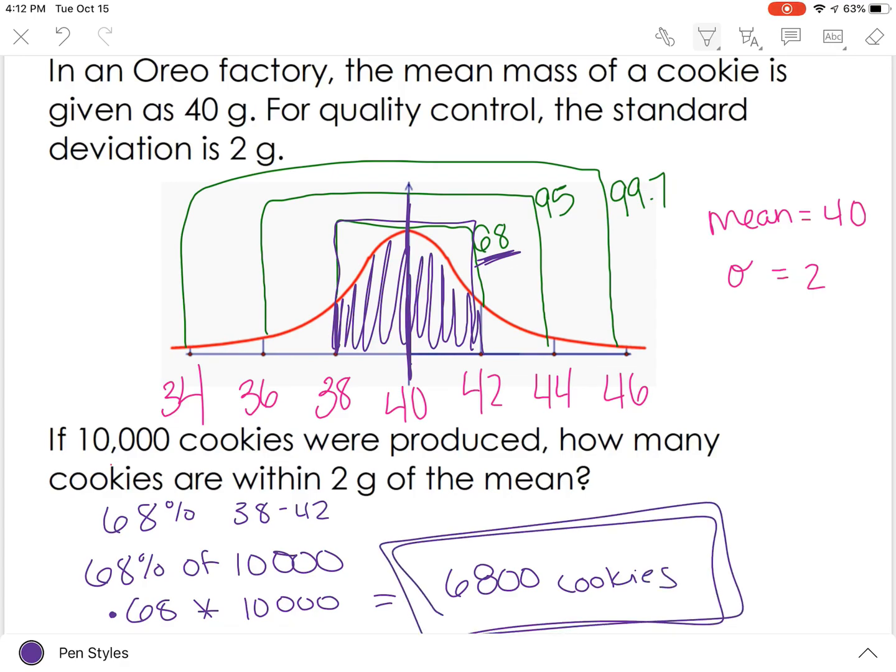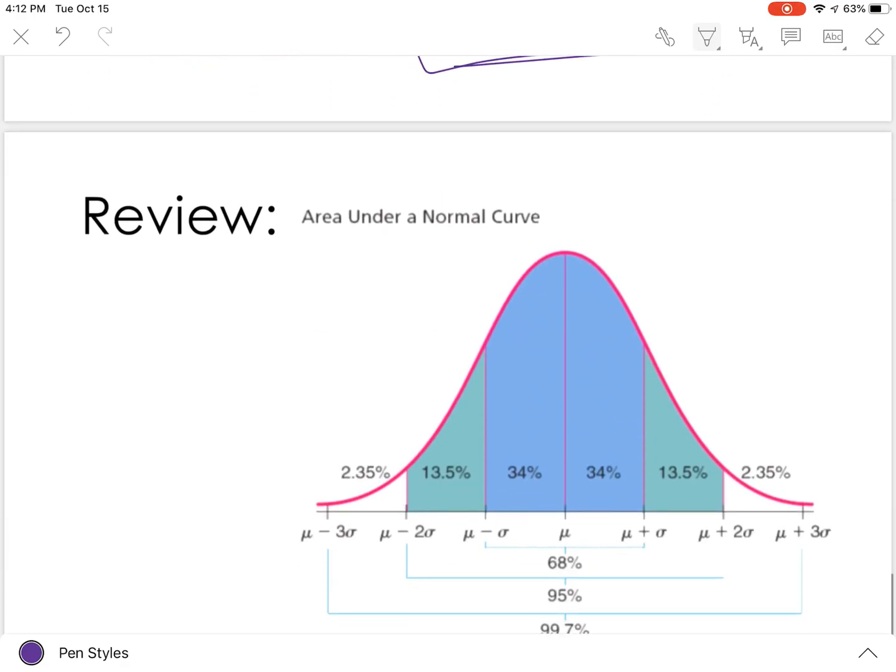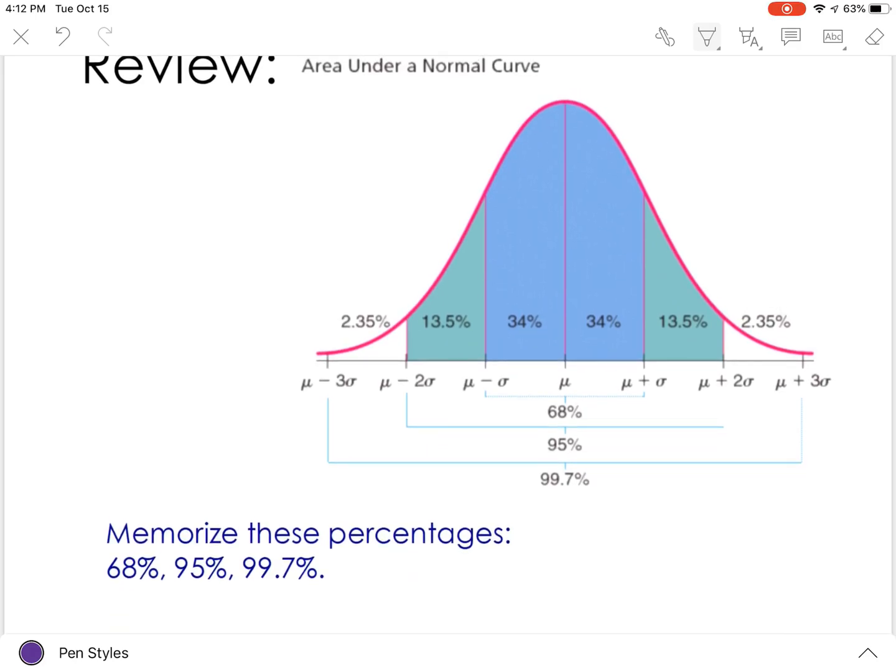And that's our answer. So this is our normal curve. It's this symmetric curve with our mean in the middle. And then you want to memorize these percents: 68%, 95%, 99.7%.